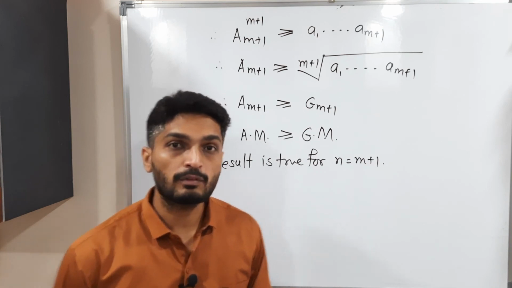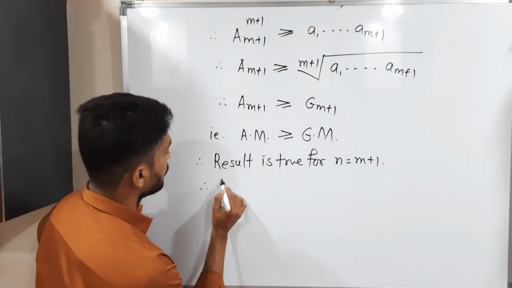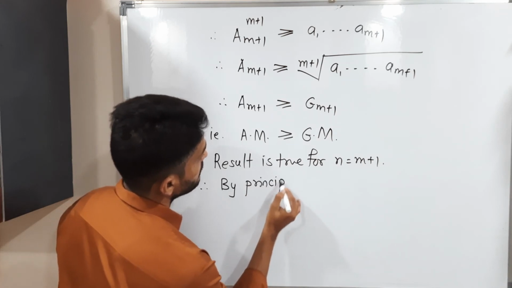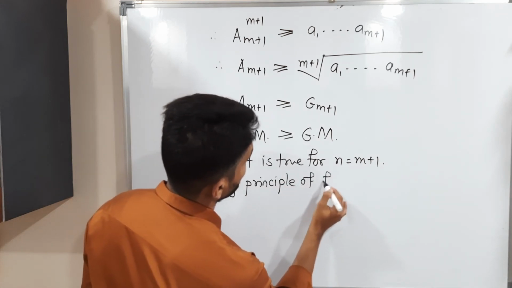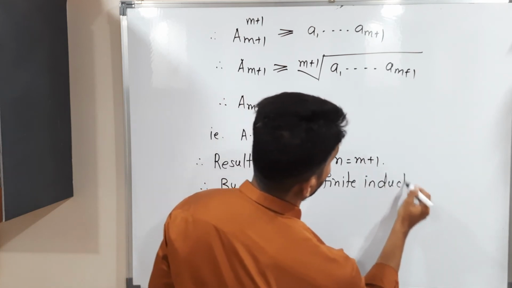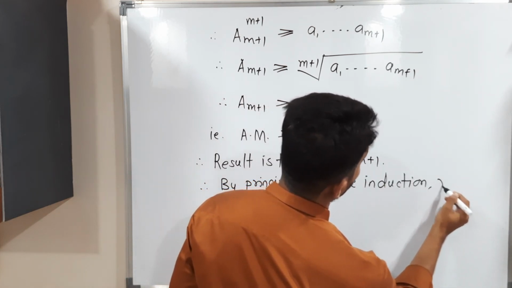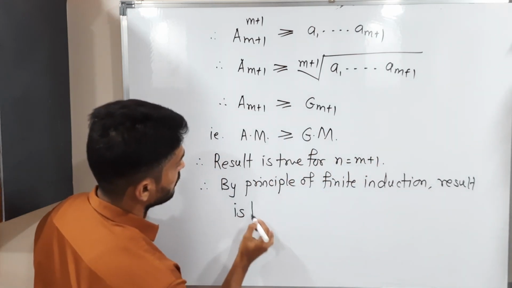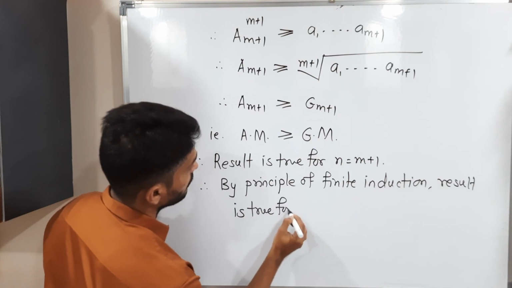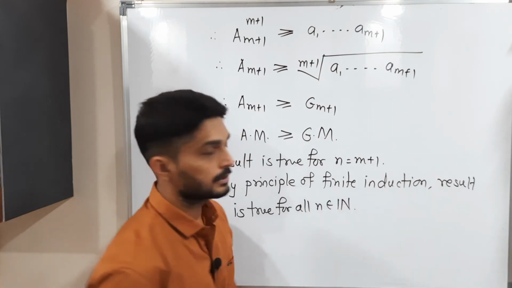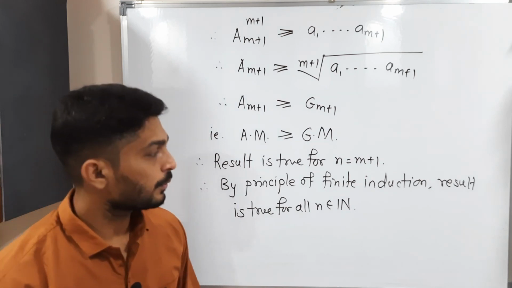Therefore, by the principle of finite induction, the result is true for all n. Result is true for all n belonging to the set of natural numbers. Okay. So this proof is over. You can make a screenshot of it.